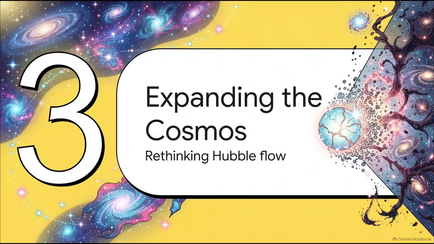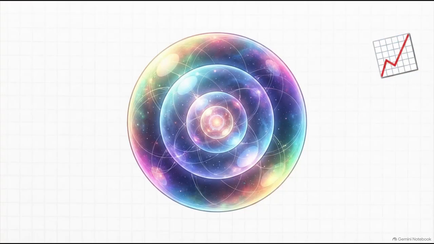Part 3, expanding the cosmos. Time to rethink the Hubble flow. So according to this hypothesis, the expansion of the universe isn't just space itself magically stretching, a concept astronomers call metric expansion. Instead, the universe is being physically pushed apart by the cumulative hierarchical growth of these nested electromagnetic cavities. And what's powering this continuous growth? The unending energy output from those tiny, microscopic stellar cores we just talked about.